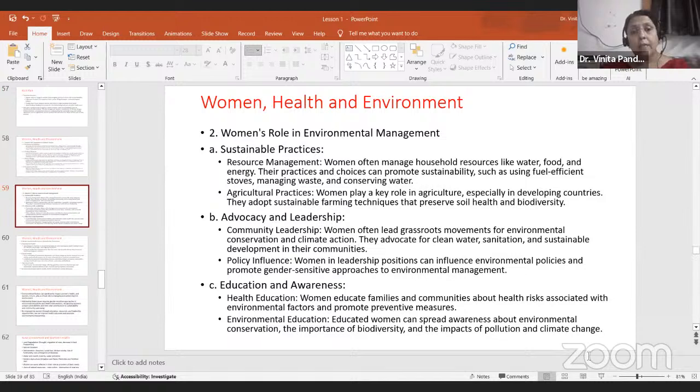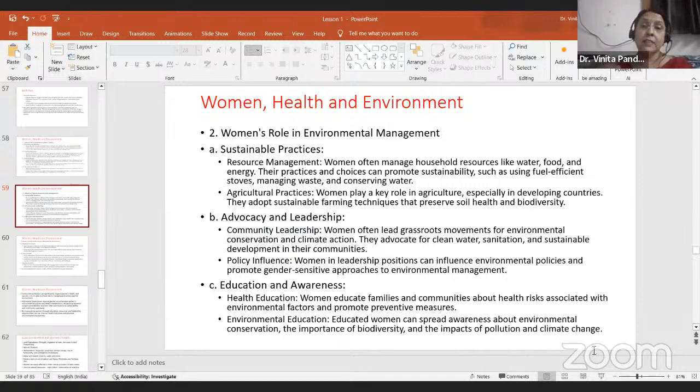Then I also broadly said that resource management and agricultural practices can be very, very important. When we are talking about women's health and environment, it also becomes important to understand how women can take the lead not only to address the challenges of the environment, but can also play a very important role at decision making levels. And that is why, with regard to resource management, as I mentioned, women are natural caretakers of the family, so she has a better hold on the resources at family level.